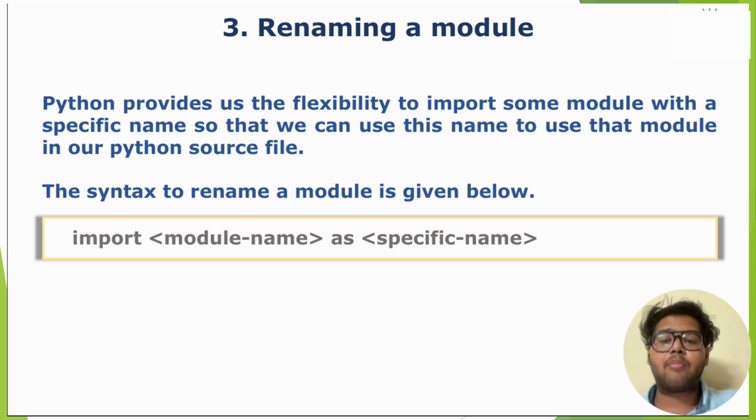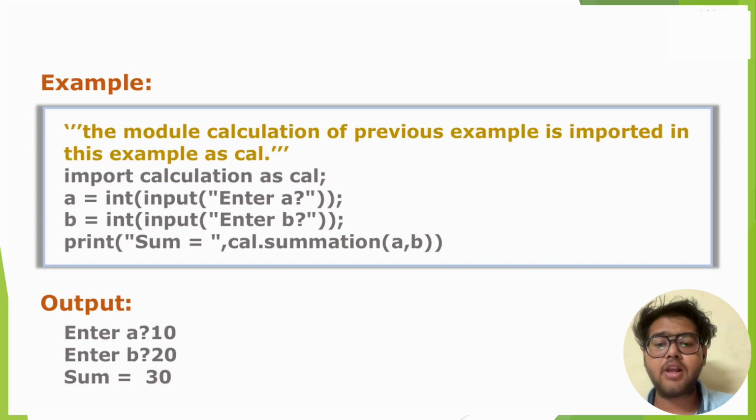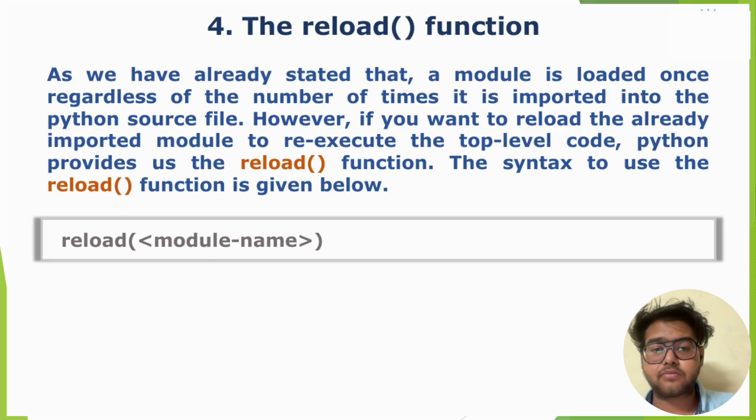Renaming a module. Python provides us the flexibility to import a module with a specific name so that we can use this name to refer to that module in our Python source file. The syntax to rename a module is given below: import module name as the specific name that we want. For example, the module calculation of the previous example is imported in this example as cal. You can see the input and the output.